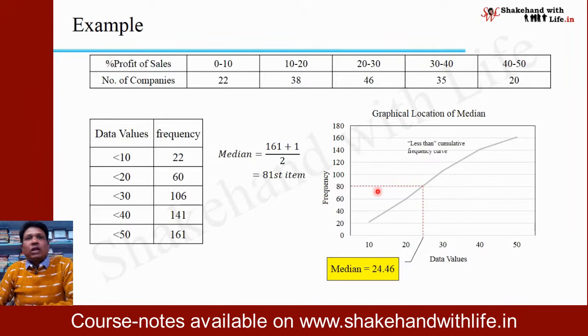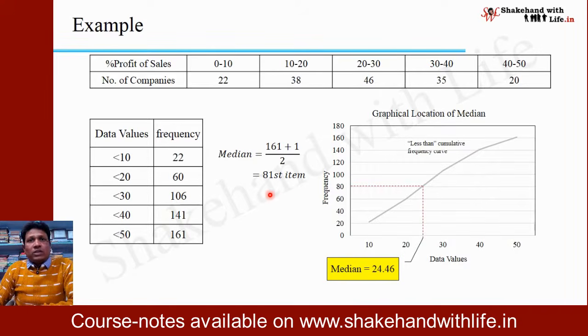First you need to draw the graph according to this data series. On the x-axis you need to take the data values 10, 20, 30, 40 and 50, and on the y-axis you need to take the frequency values. Then you draw the graph. For 10 it is 22, for 20 it is 60, for 30 it is 106, for 40 it is 141, and for 50 it is 161. This way you can draw this graphical curve, which is known as the less than cumulative frequency curve.